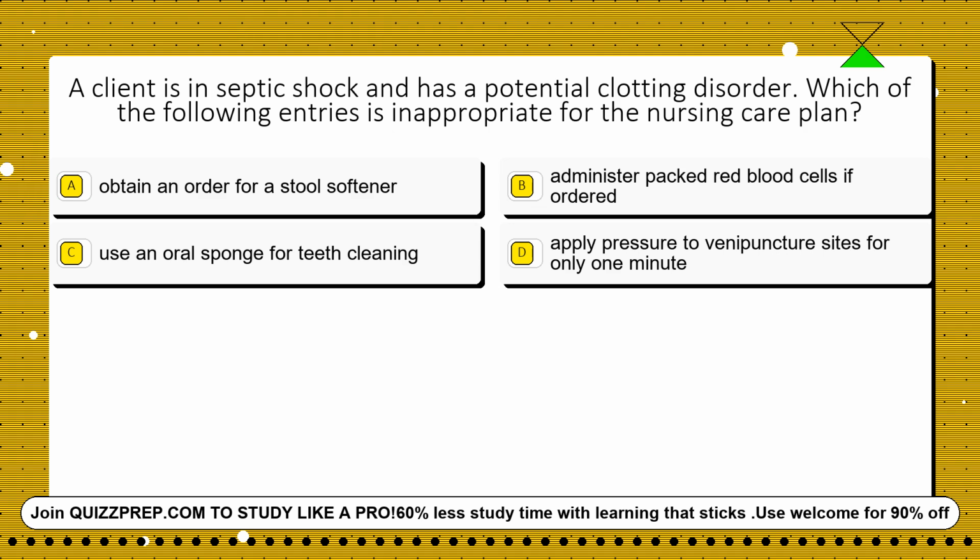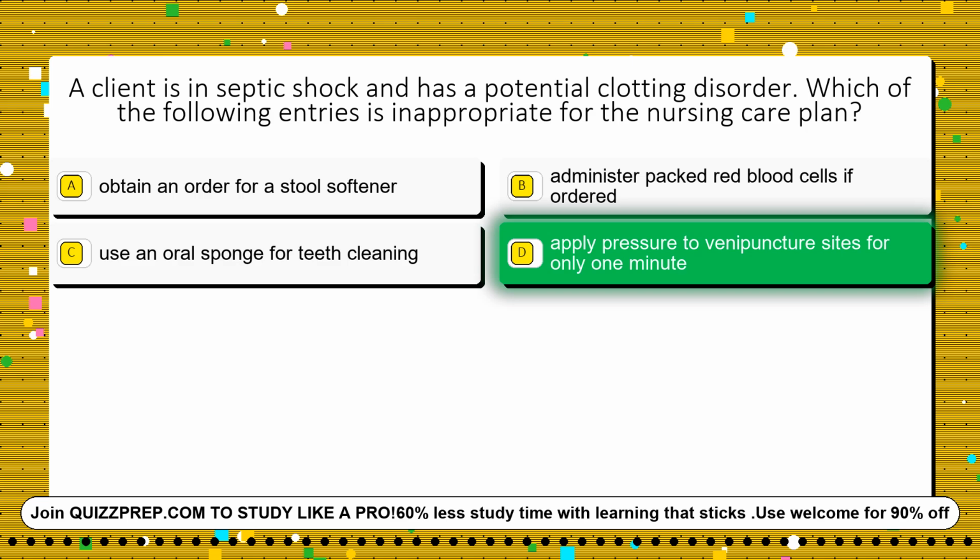Question 8. A client is in septic shock and has a potential clotting disorder. Which of the following entries is inappropriate for the nursing care plan? Option A, obtain an order for a stool softener. Option B, administer packed red blood cells if ordered. Option C, use an oral sponge for teeth cleaning. Option D, apply pressure to venipuncture sites for only 1 minute.